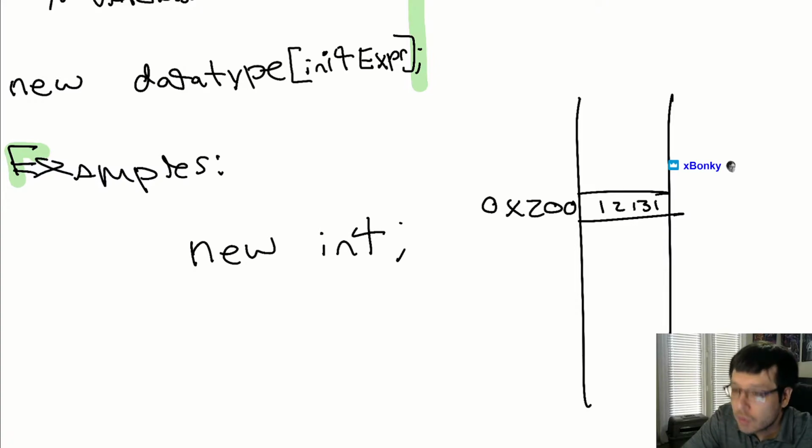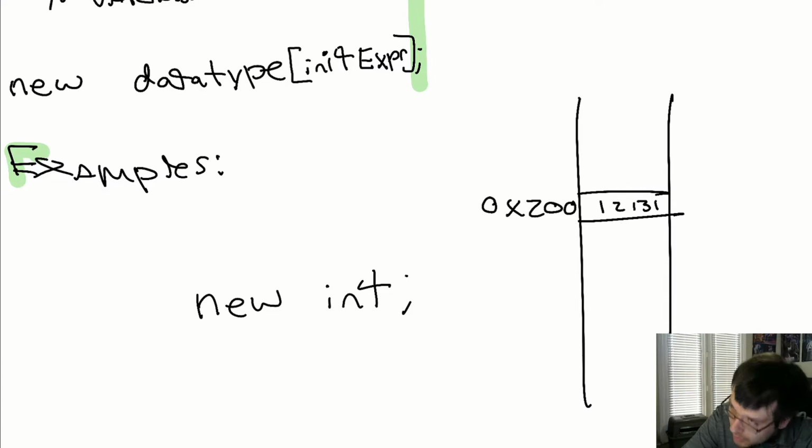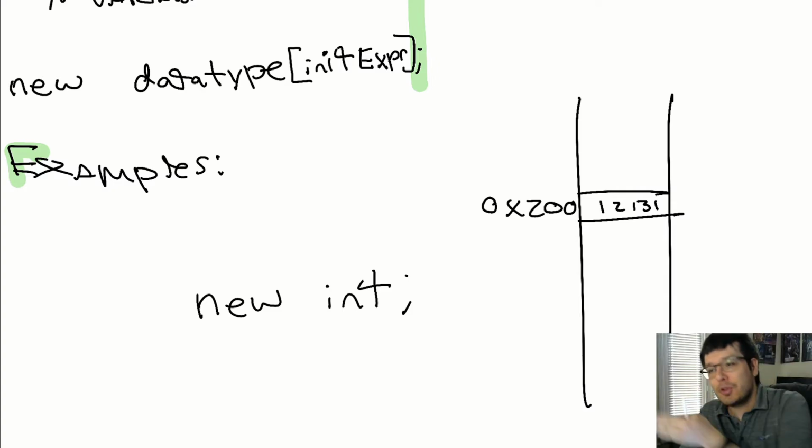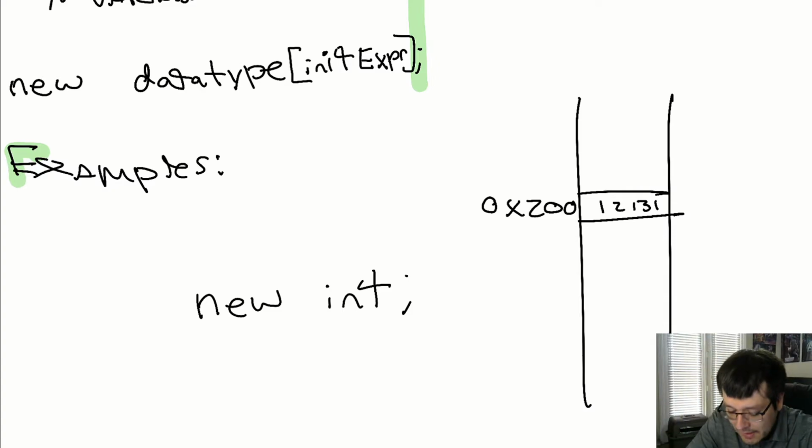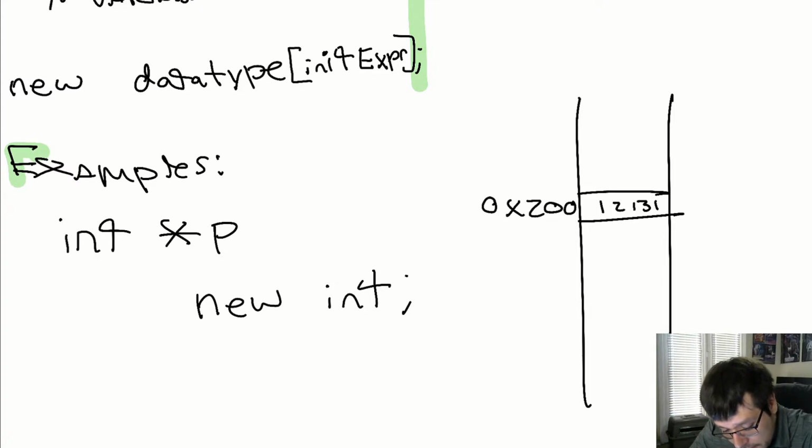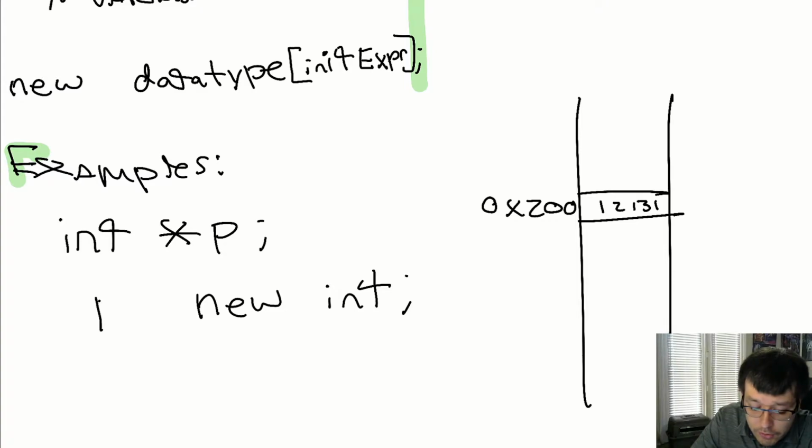You can do this in two lines, but first I'm going to show you how to do it. You can do it in one line, but at first I'm going to show you a two-line version of it. The first line is going to be to make a pointer. So let's just make a pointer called P. And now when we call our new line, we want to assign that to the pointer. So when you say new int, the new operator is going to return, think like a function, it's going to return to you an address.